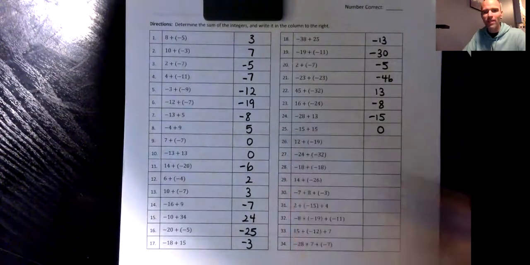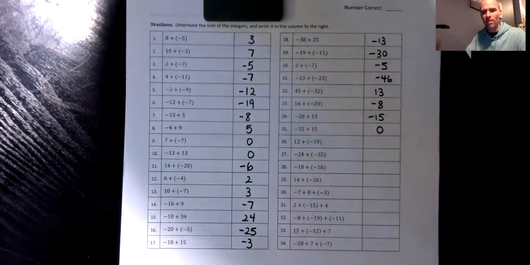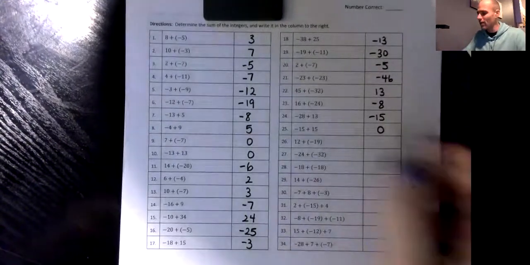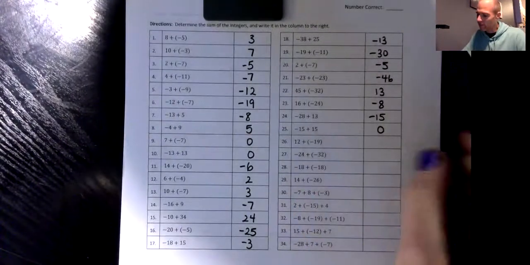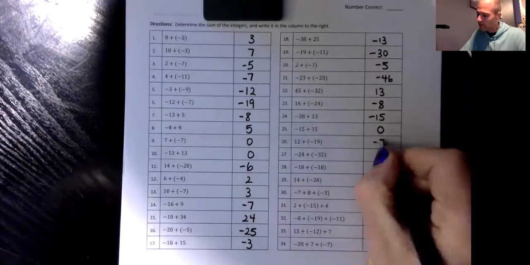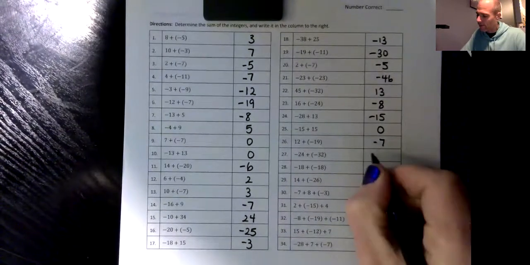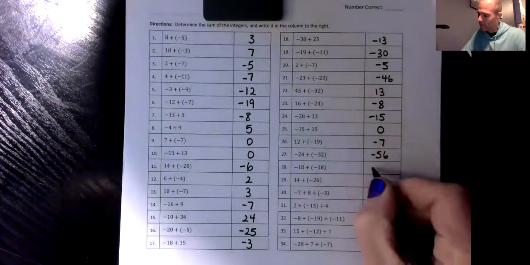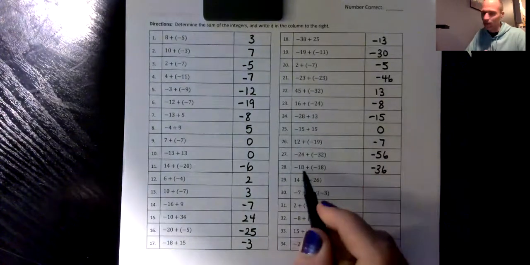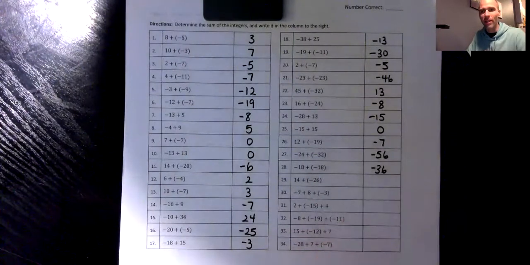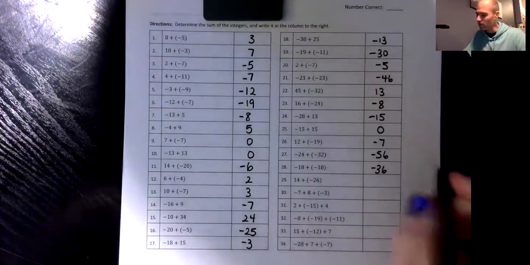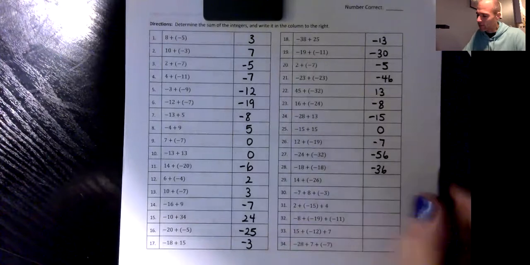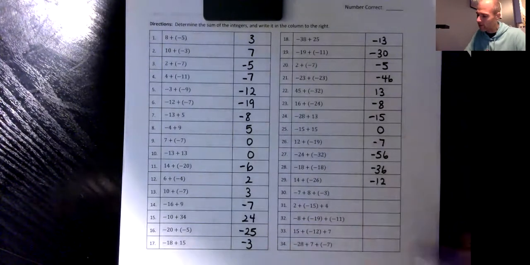Remember the term for those is additive inverses, two numbers that are opposites of each other, and when you add them, you get 0. Additive inverses. All right, we got negative 7 here. Negative 56, negative 36. Don't get tricked up here. That almost looks like additive inverses, but you're adding the negative version of 18 to itself twice. 26 minus 14 is 12, so we got negative 12.